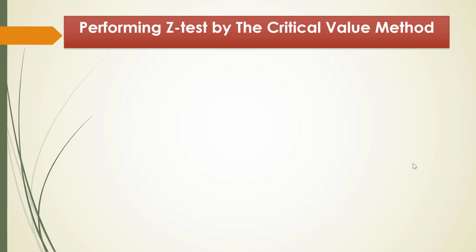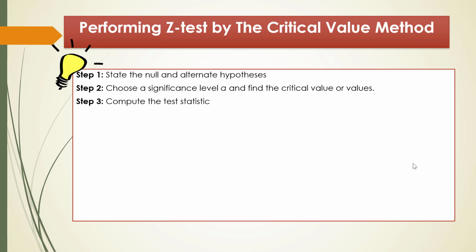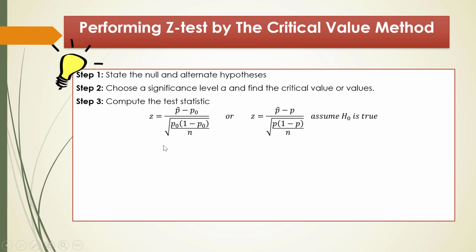And to perform a z-test by the critical value method, we should follow these steps. First, we state the null and the alternate hypothesis. Step 2, we choose a significance level alpha and find the critical values. Step 3, we compute the test statistic. So z is p hat minus p naught over the square root of p naught times 1 minus p naught over n, or z is p hat minus p over the square root of p times 1 minus p over n, assuming that H naught is true. Step 4, we determine whether to reject the null hypothesis.